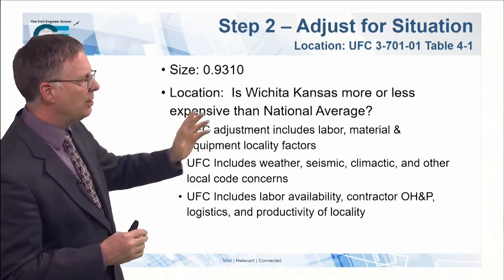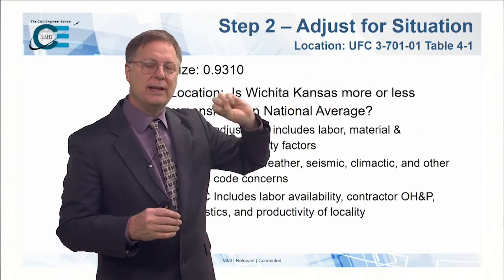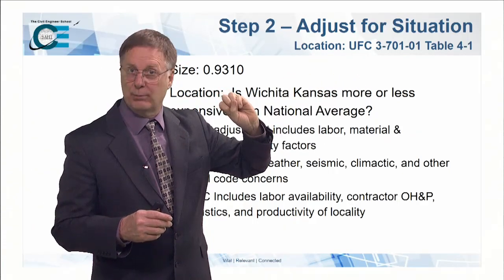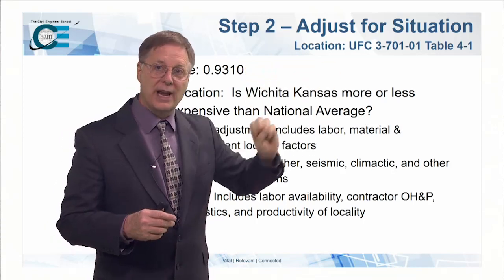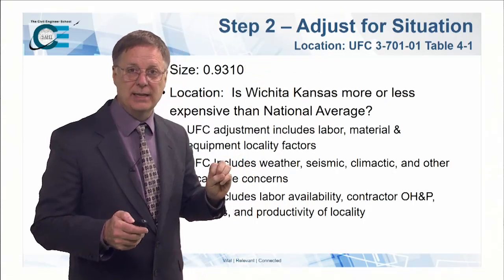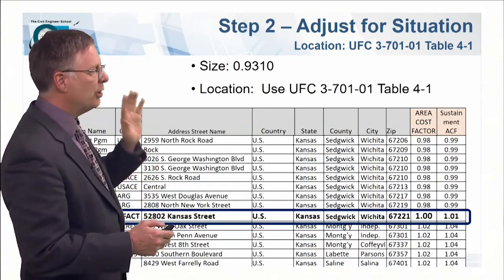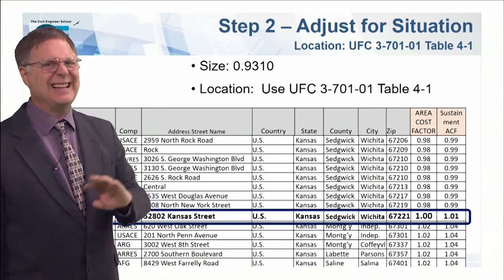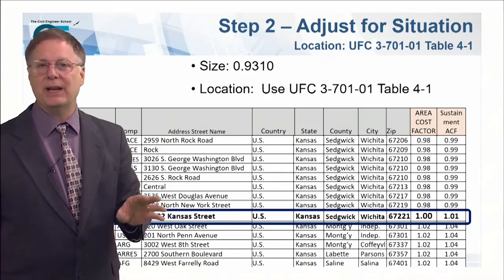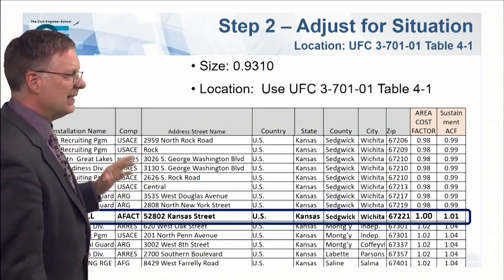So we're going to go into the UFC 3-701. That's the one where we found our pricing data, table 2. We're going to go to table 4-1 in that UFC, and we're going to pull up the area cost factors. Now, when you're going into this table, it is a lengthy table. It goes on for page after page. It's a spreadsheet, actually, and it's got a lot of data in there.